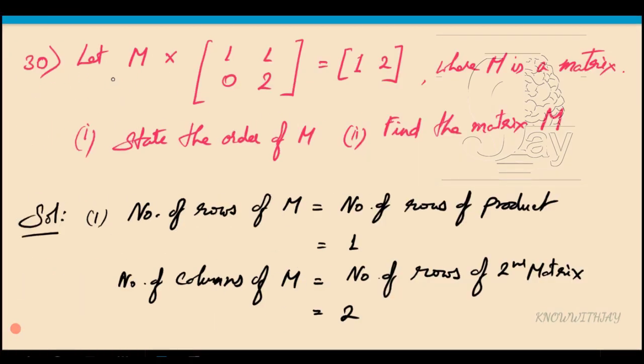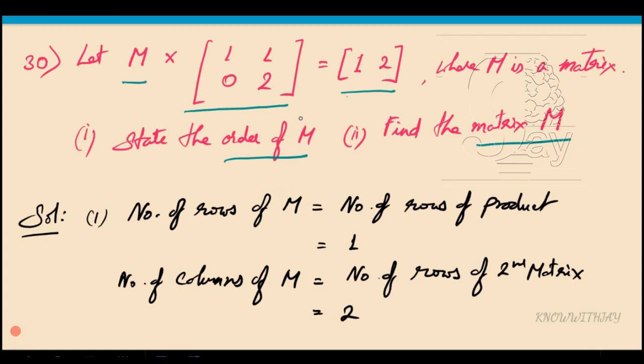Here in this question we have, let M be a matrix given. So M is also a matrix, it's in caps, and equals another matrix 1, 2. Okay, where M is a matrix. We have to find the order of the matrix and also the matrix M.